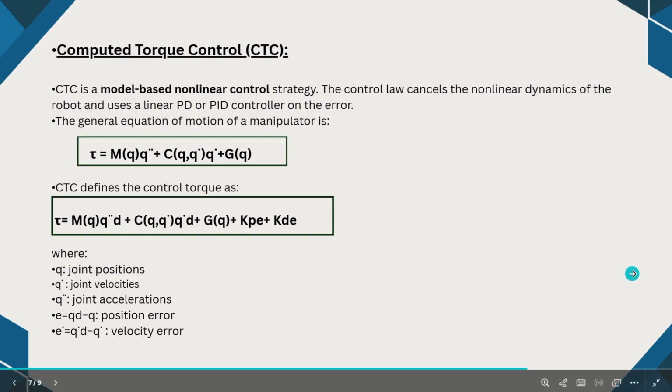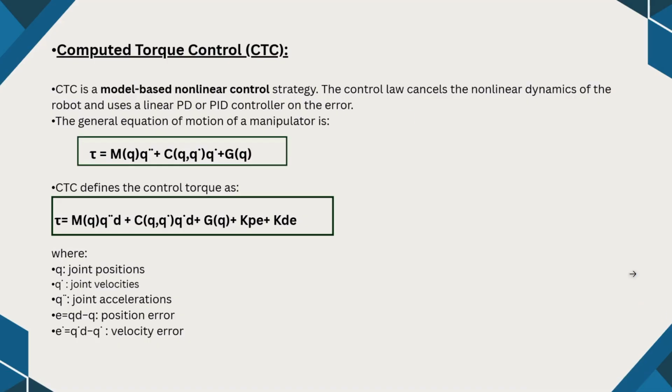Now, computed torque control is a model-based nonlinear control strategy. It uses the robot's dynamic model to cancel nonlinear effects such as gravity and joint coupling. Once these effects are compensated, the system behaves like a set of linear second-order systems, making control much more effective.